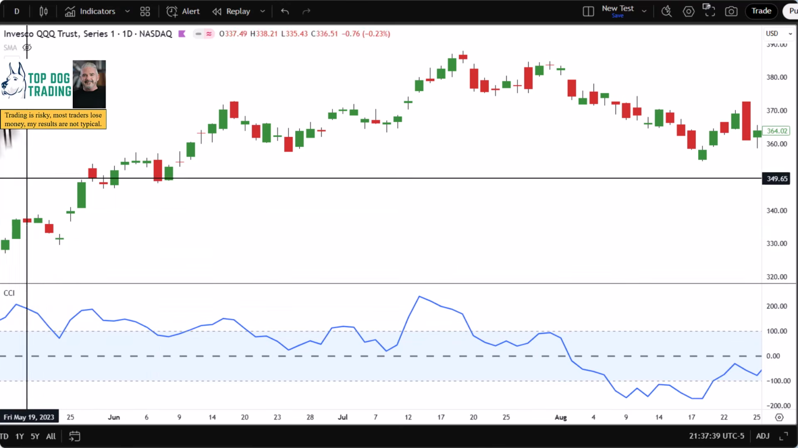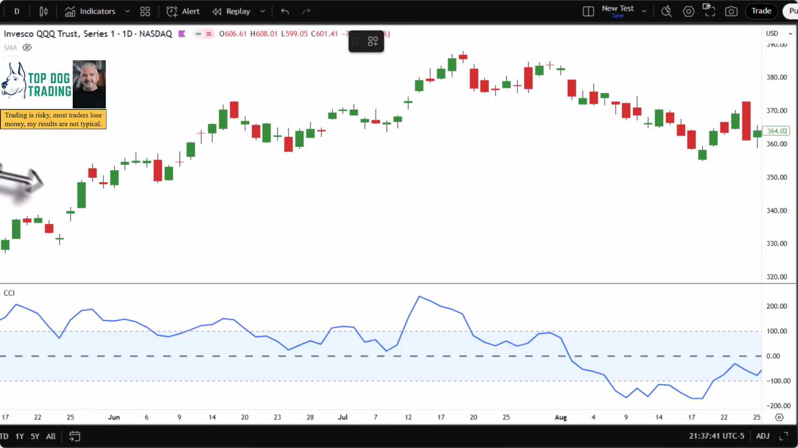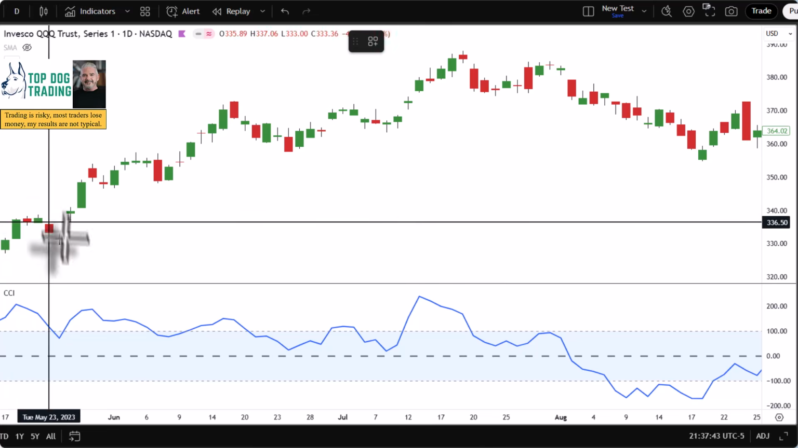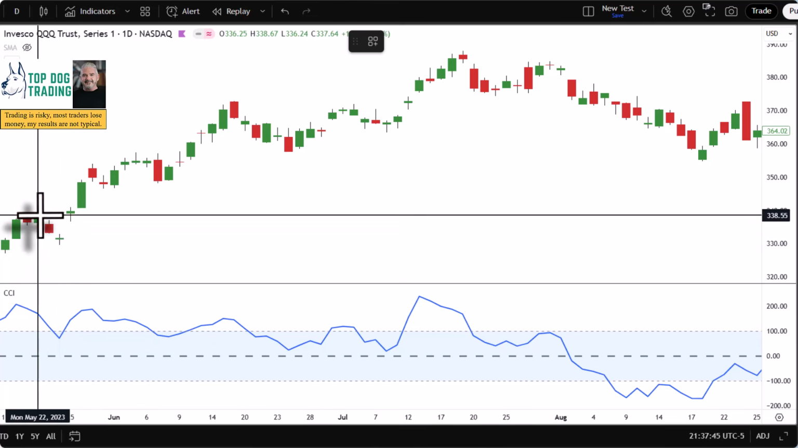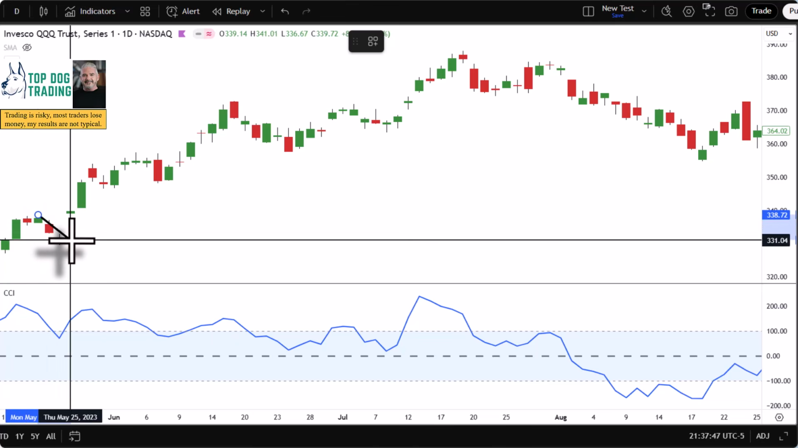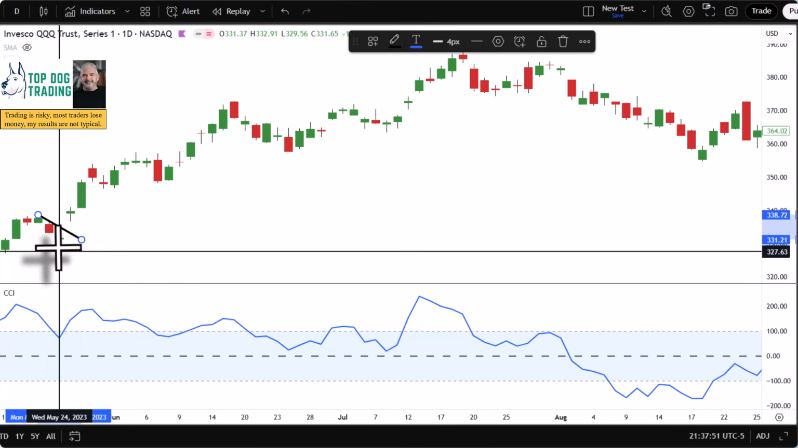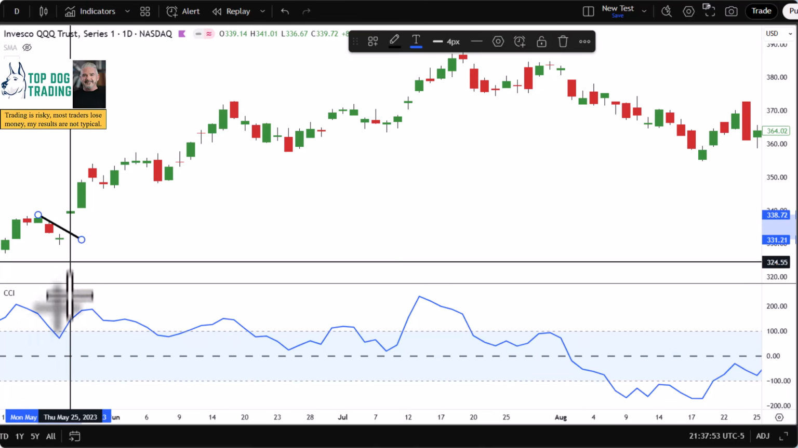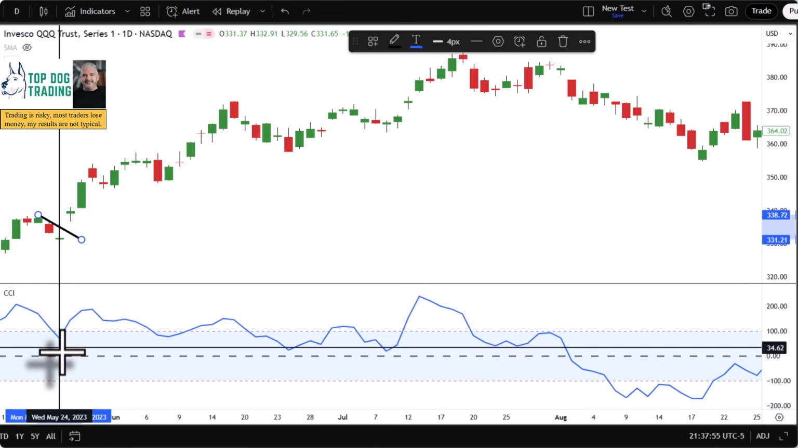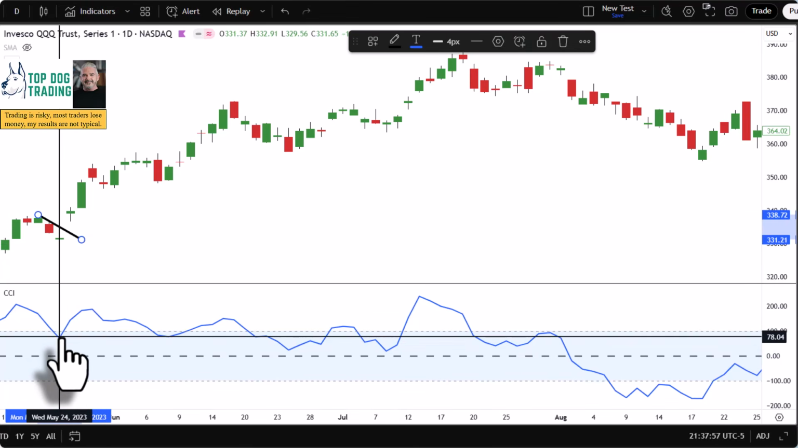And so what we're going to do is go over here and draw a trend line. We're going to use a bullish trend line. In other words, we want to see a retrace like this. And the reason we're looking for the breaking of the trend line up is because the CCI is above 0. It's even above 100.